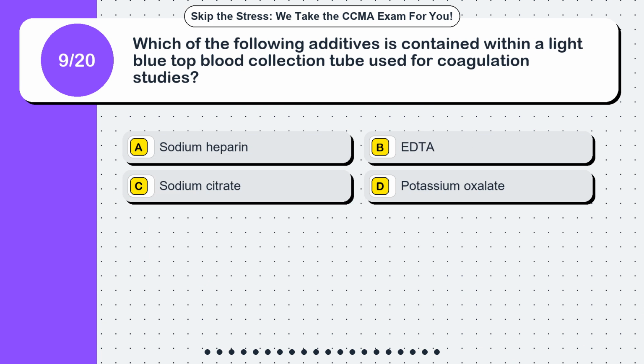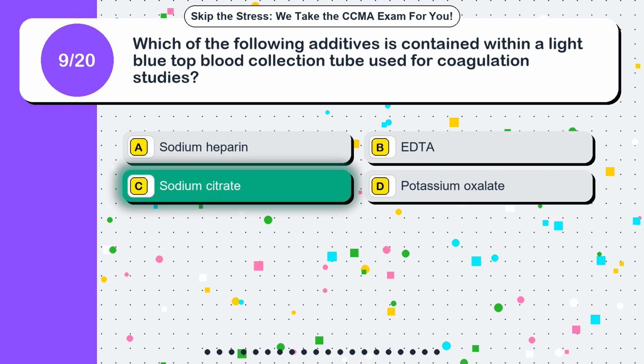Question 9. Which of the following additives is contained within a light blue top blood collection tube used for coagulation studies? Option A. Sodium heparin. Option B. EDTA. Option C. Sodium citrate. Option D. Potassium oxalate. The correct answer is option C.